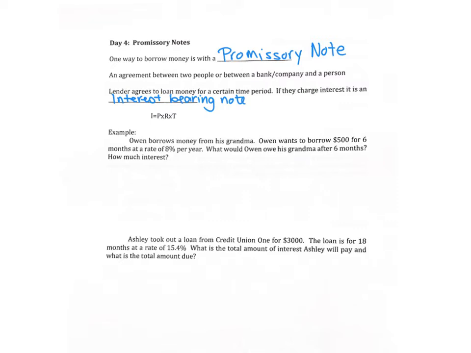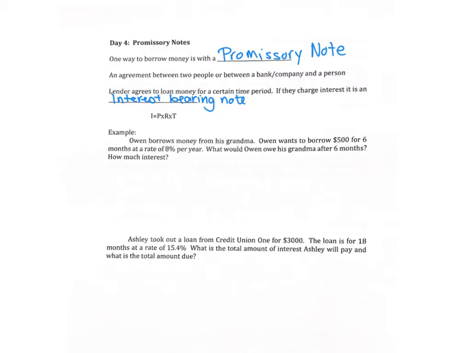Again, we're still working with our interest formula, our PRT. So Owen borrows money from his grandma. Owen wants to borrow $500 for 6 months at a rate of 8% per year. What would Owen owe his grandma after 6 months, and how much interest?